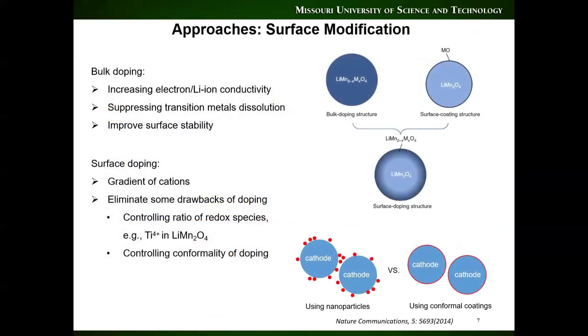To address these surface and structure problems, a surface modification was performed using a surface doping method. On one hand, by this method, the surface stability of the cathode will be improved, such as stabilizing the SPI layer and reducing interfacial resistance. And on the other hand, the doping aims to suppress formation of impurity phase and thus reduce intrinsic and grain boundary resistances. Furthermore, a conformal doping is our goal, by using conformal coating rather than nanoparticles.